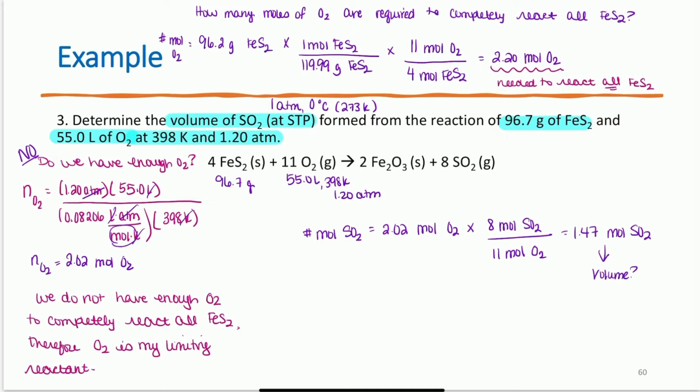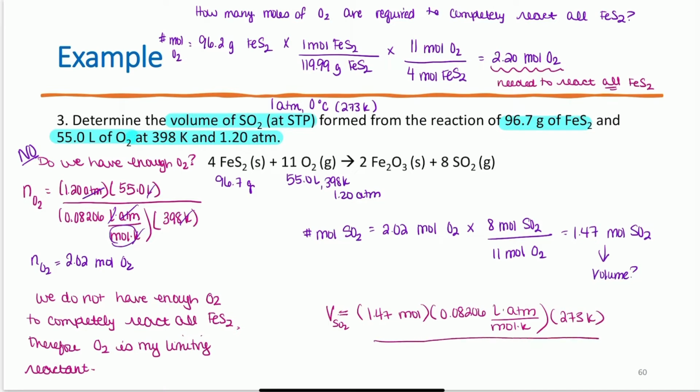It does tell me I want to know this under STP conditions, so I do have to remember STP now. Solve for volume of SO2 produced. We've got 1.47 moles. My gas constant, 0.08206 liter atmosphere per mole K. Temperature, 273 K. And my pressure, 1 atmosphere, because I'm at STP conditions, 32.9 liters, and that is of SO2 that can be produced.